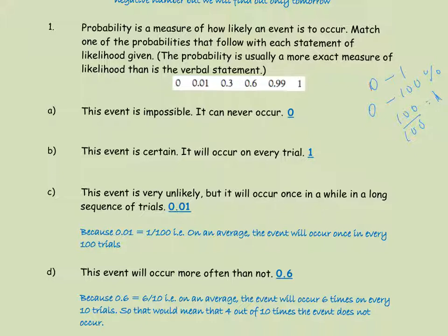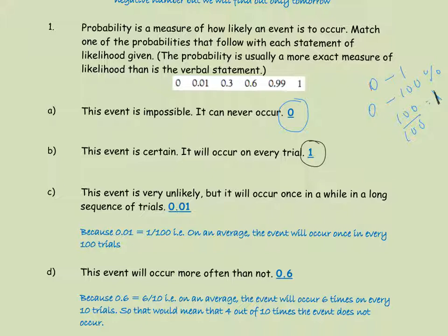So if an event is impossible, what is the measure of probability of occurrence of that event? An impossible event, it is never ever going to happen. The probability of that happening is equal to 0. If an event is certainly going to happen, then the probability is a maximum, which is 1. If it's certainly going to happen, then there's a 100% chance of happening, and 100% is equal to 1.